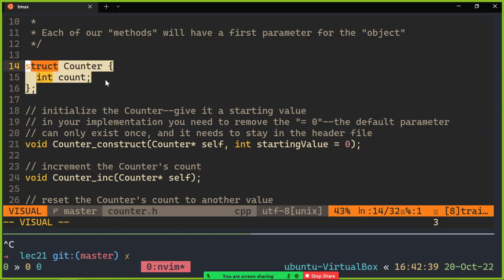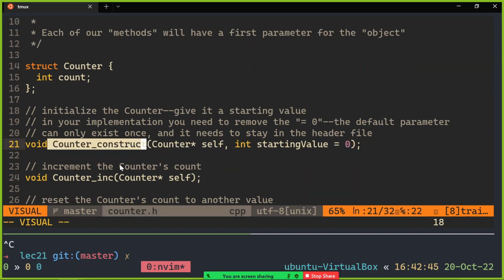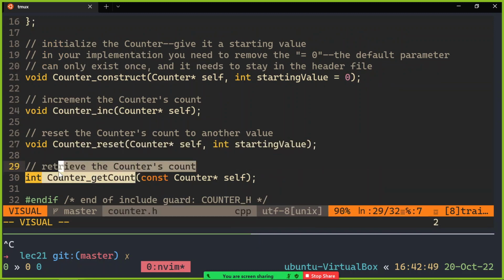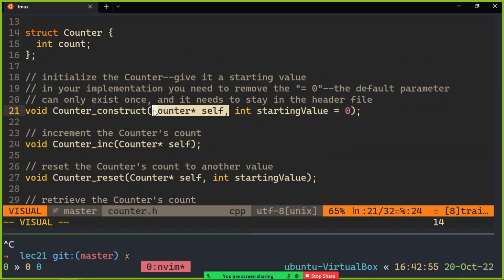You have a count inside of you, and if this is a class, every time you make a counter object, you have to construct it. There's an inc method, there's a reset method, there's a get count method, but secretly in all of those methods, they took implicitly a pointer to the object you're trying to act on. And so now we're making that explicit. So we're just using functions and pointers to model what's really happening in C++ when you're using classes.